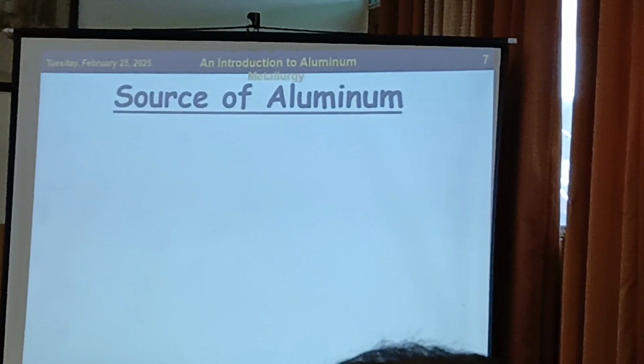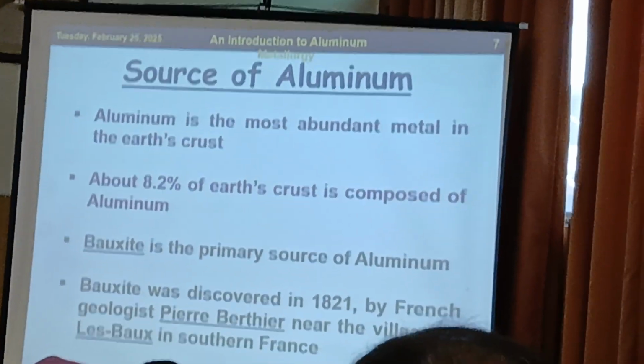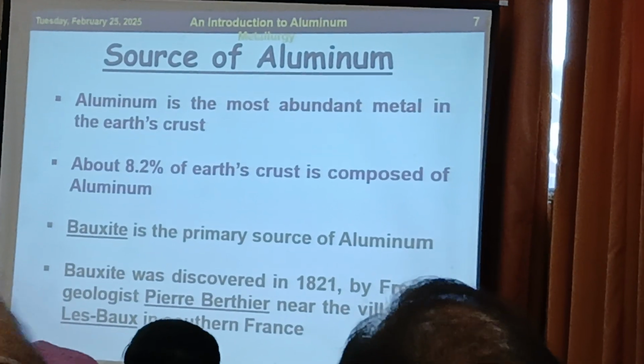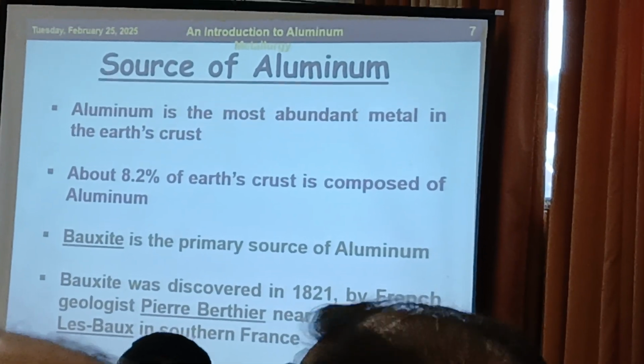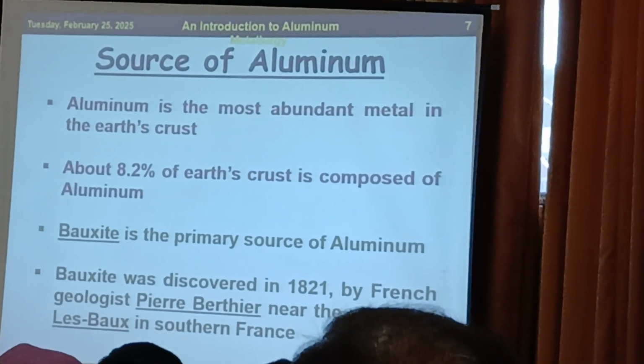The source of aluminum. Aluminum is, as you know, the most abundant metal in the Earth's crust. In the last slide I said it is the third most abundant element after oxygen and silicon, and among metals, it is the most abundant metal in the Earth's crust, and about 8.2% of the Earth's crust is composed of aluminum.